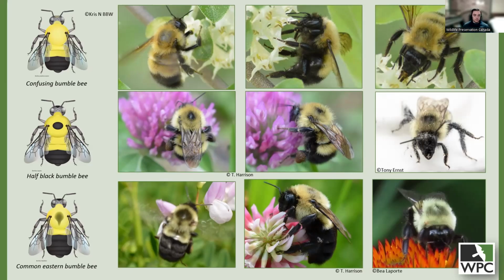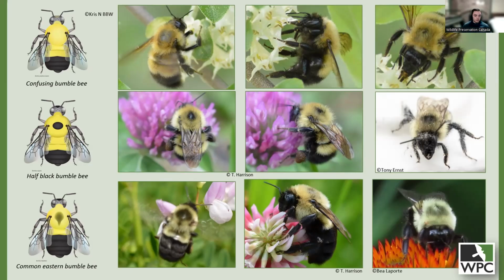The half black bumblebee, again, similarly, it has those two yellow bands on T1 and T2, but the thorax has a black spot between the wings, and you would be able to identify that black spot as black hairs, again, by looking from the side and seeing if there are hairs poking up that are black.